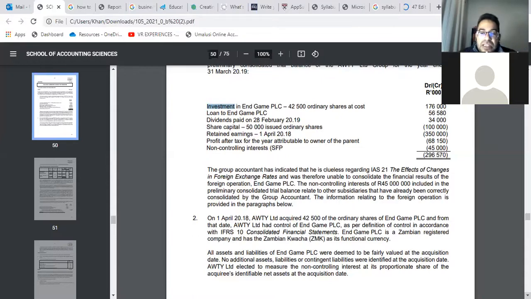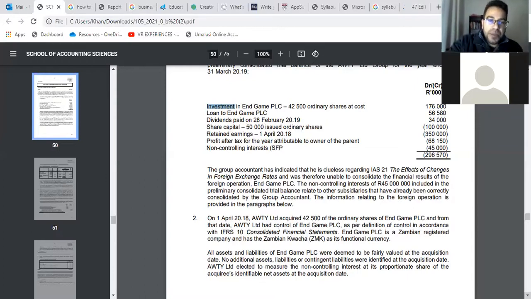So, as you can see, the non-controlling interest is only for other subsidiaries. So, by the sounds of it, the accountant did the other consolidations correct. The only thing he could not do is include the foreign operation. So what are we going to have to do? We're going to have to do the foreign operation.